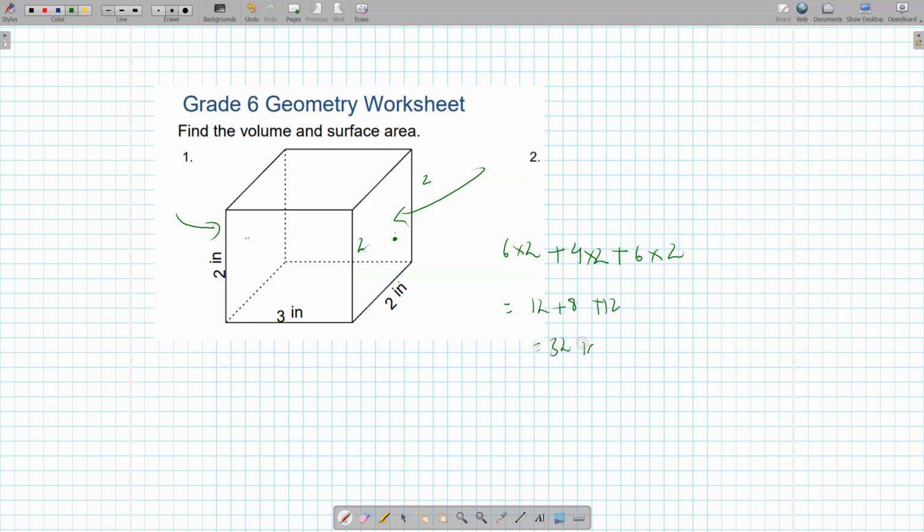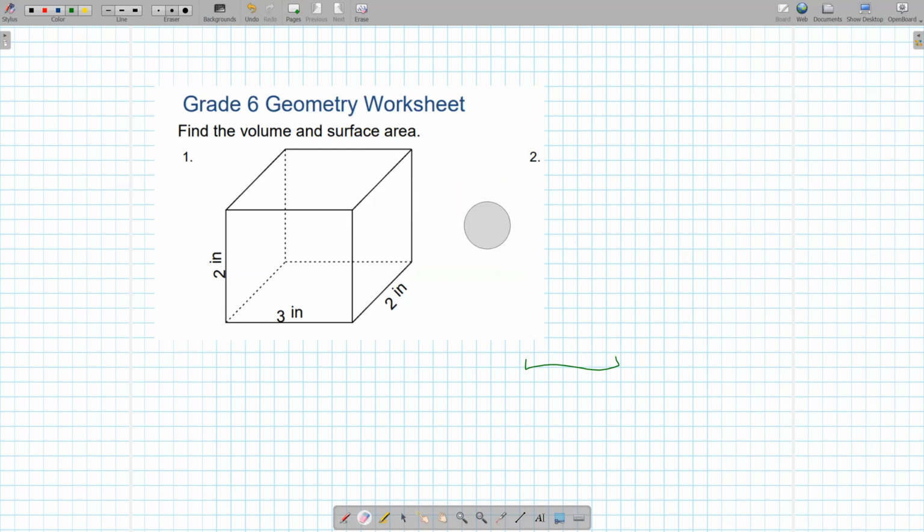And we're looking for the surface area, so it's going to be inch squared. Does that make sense? So we're just adding up the faces of the shape.